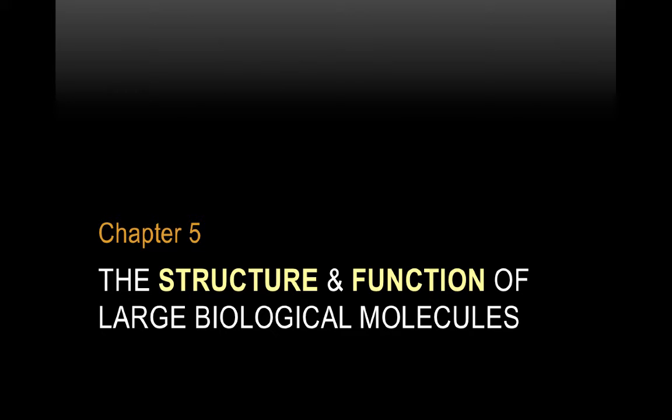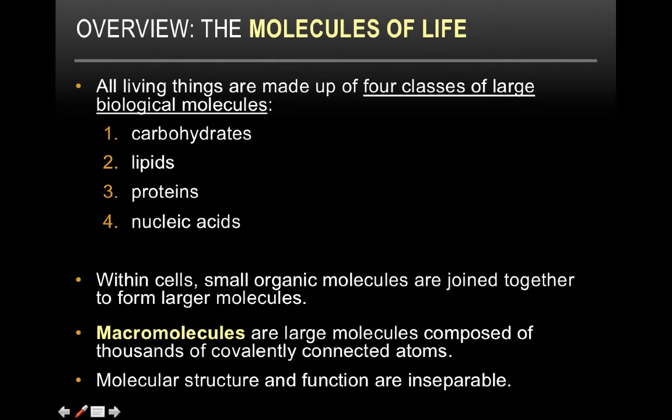In Chapter 5, we will be discussing the structure and function of large biological molecules, or macromolecules, as well as the smaller molecules from which they are built. All living things are made up of four classes of large biological molecules: carbohydrates, lipids, proteins, and nucleic acids.